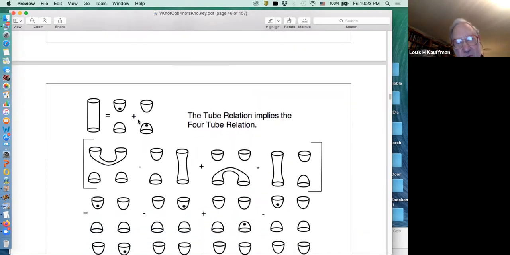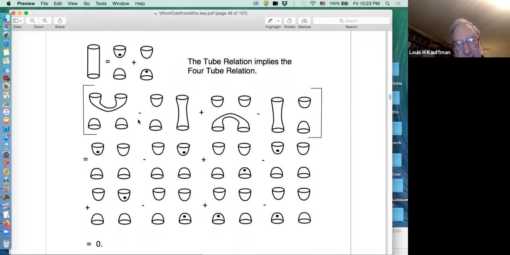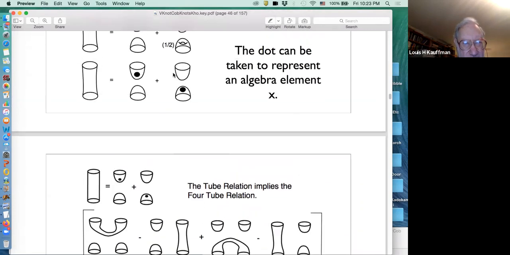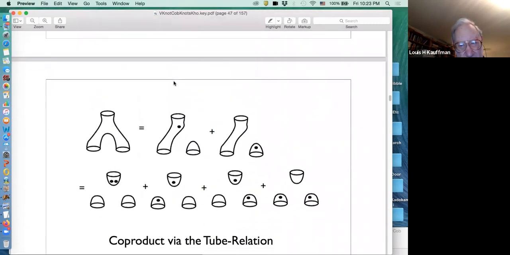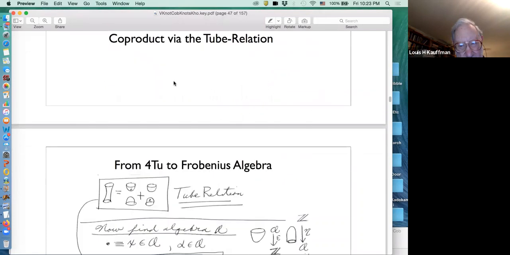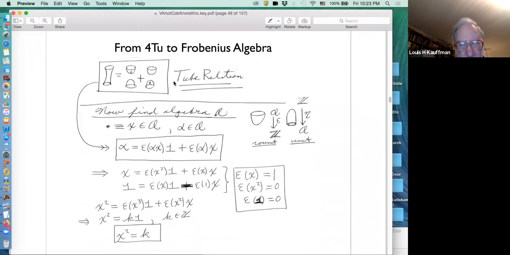And then I also pointed out to you that if you had a relation of this kind, it would imply the 4-tubing relation by expanding it out and watching the signs in the expansion, and it all cancels things out correctly. So this all bears thinking about more carefully, but we're going to use it formally now and see how it relates to things. I won't go through that part, but I will go through this part again.